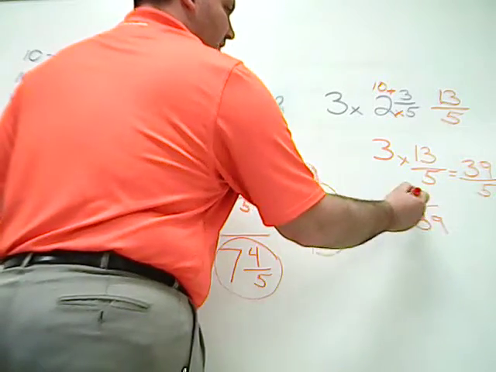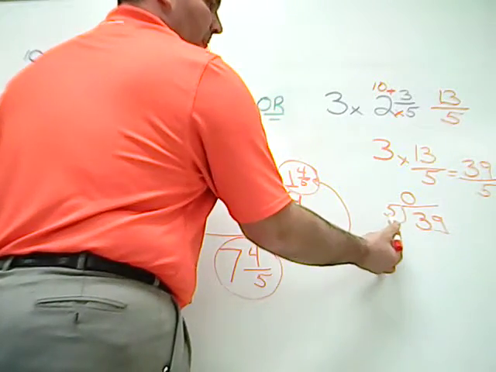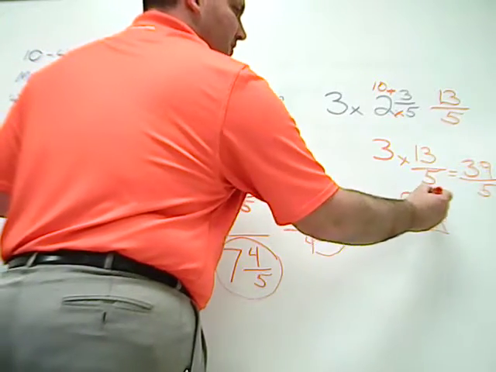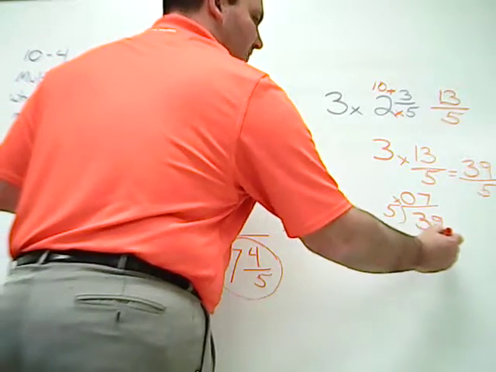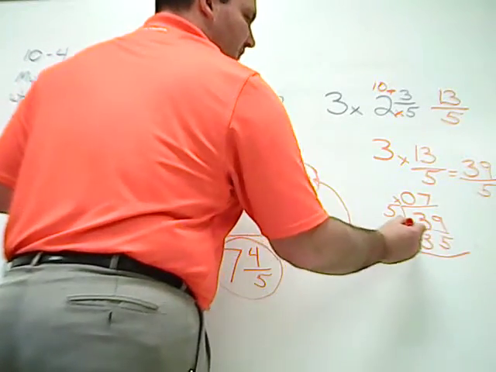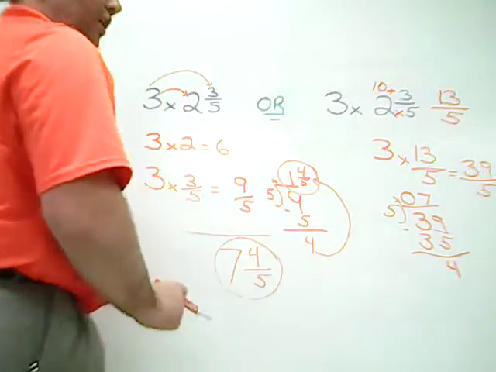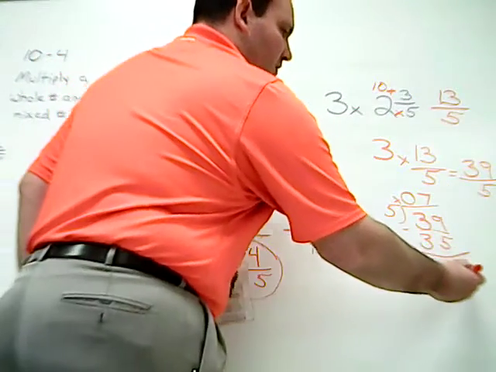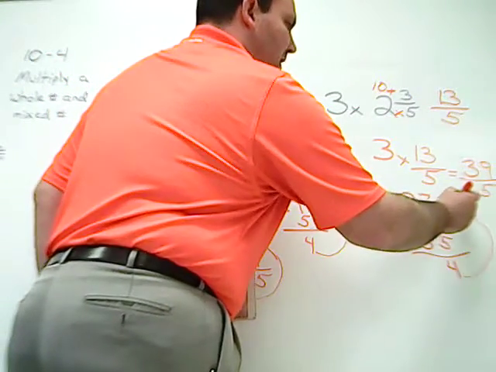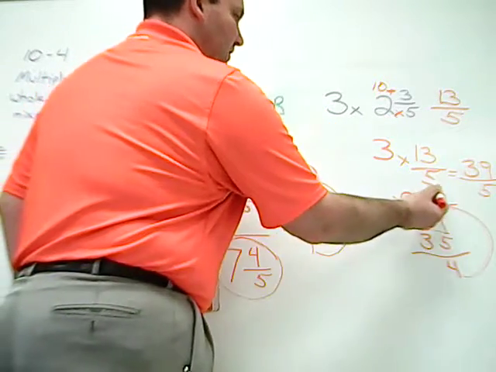5 can't go into 3, so I put my 0 and buddy up my numbers. 5 can go into 39 7 times. 7 times 5 is 35. The difference between 39 and 35 is 4. And just like we did here, my 4 is going to go up top to become my new numerator, and my denominator stays as a 5.